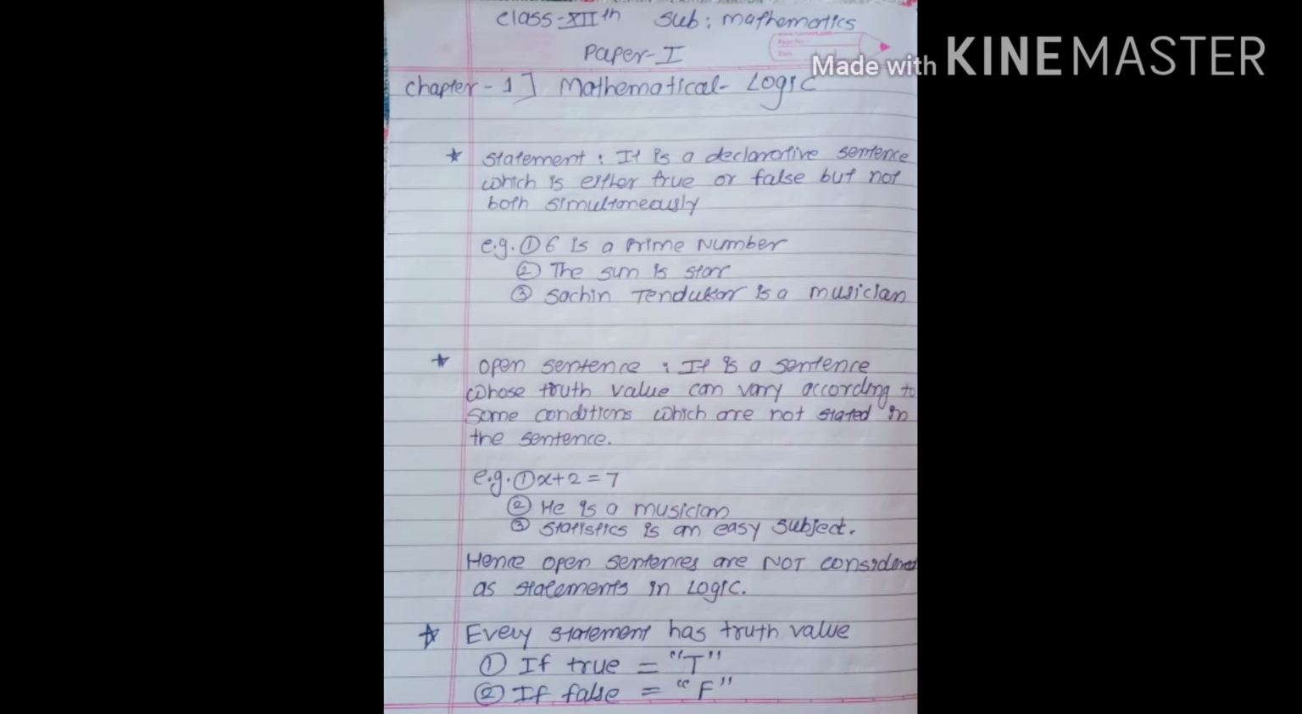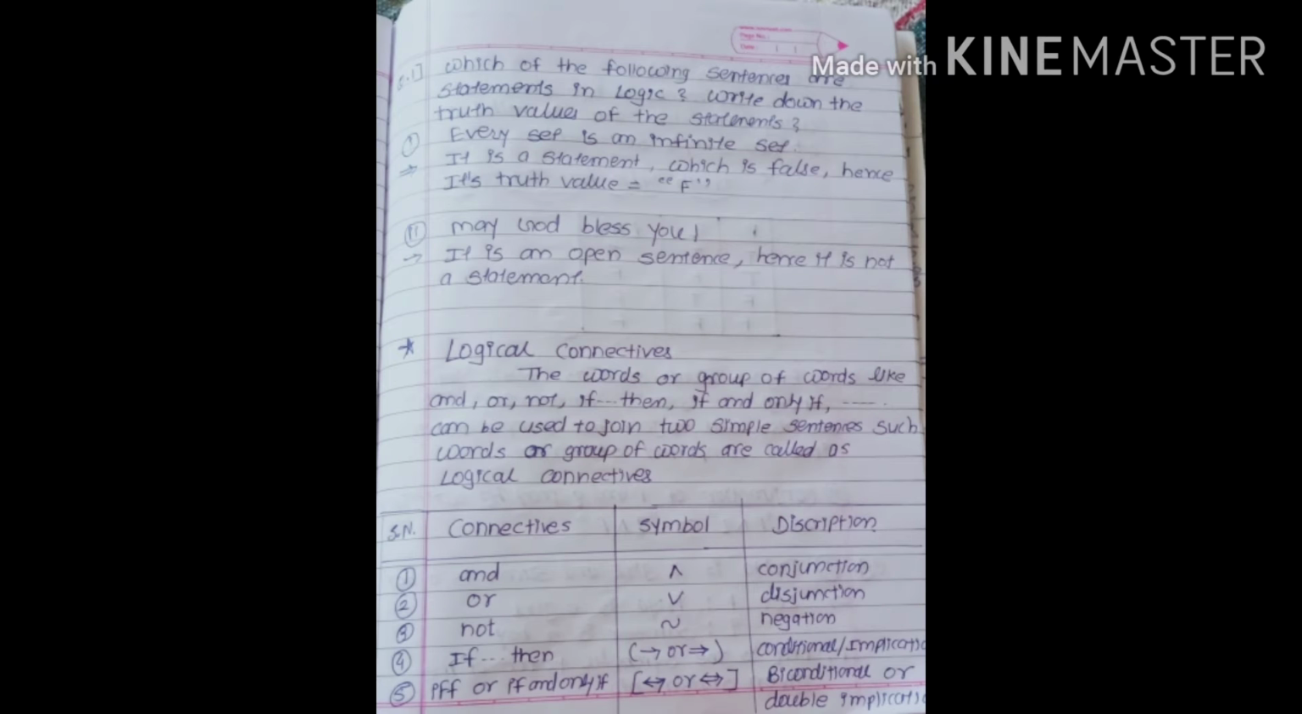Students, always remember that if there is any statement, then it has two truth values. If the statement is true, then its truth value is capital T, and if the statement is false, then its truth value is capital F. Next, we will discuss one question. Which of the following sentences are statements in logic? And write down the truth values of the statements.